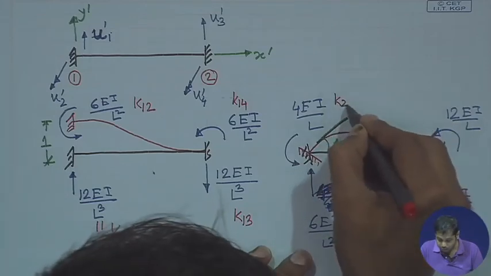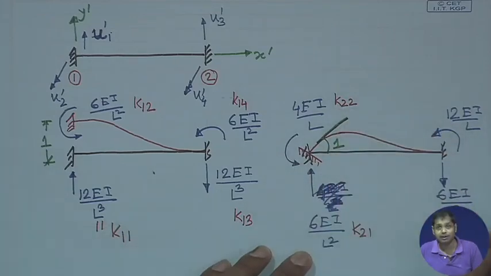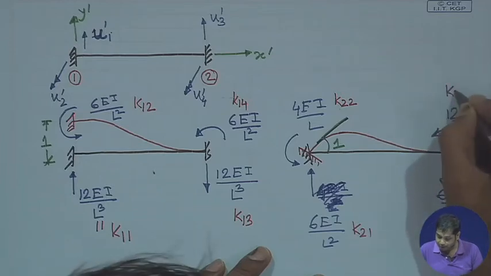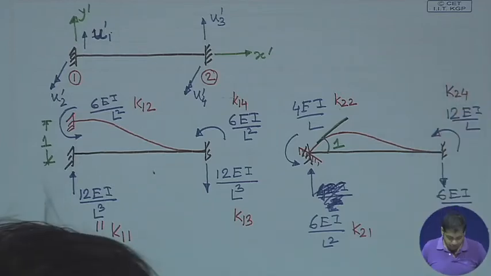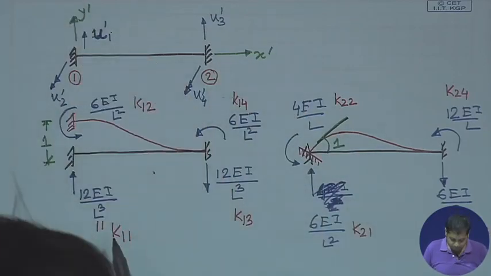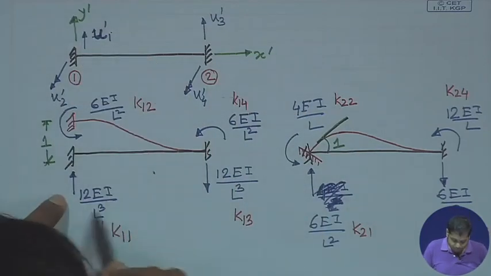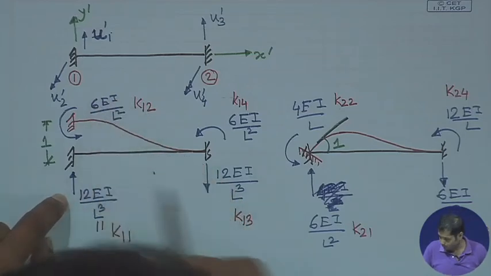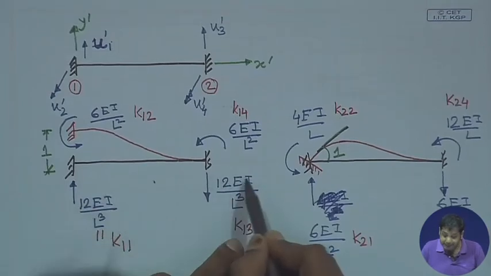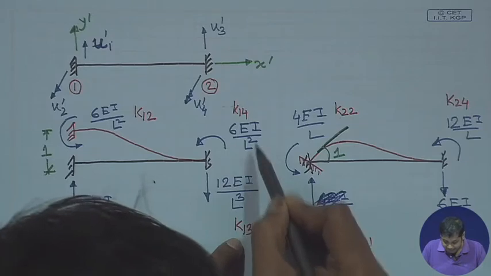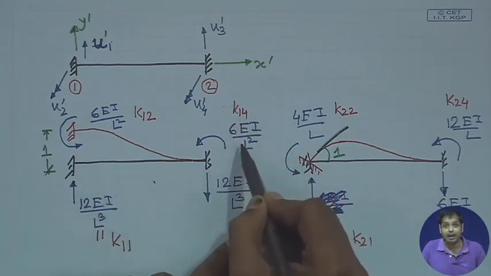This will be K22, and this is in the direction of degrees of freedom 3, but due to degrees of freedom 2, this will be K23, and this will be K24. Okay. Now, our sign convention is this direction is positive, this direction is positive. So, K11 will be 12 EI by L cube, K12 will be 6 EI by L square, K13 will be minus 12 EI by L cube because it is in opposite direction, and K14 will be 6 EI by L square.